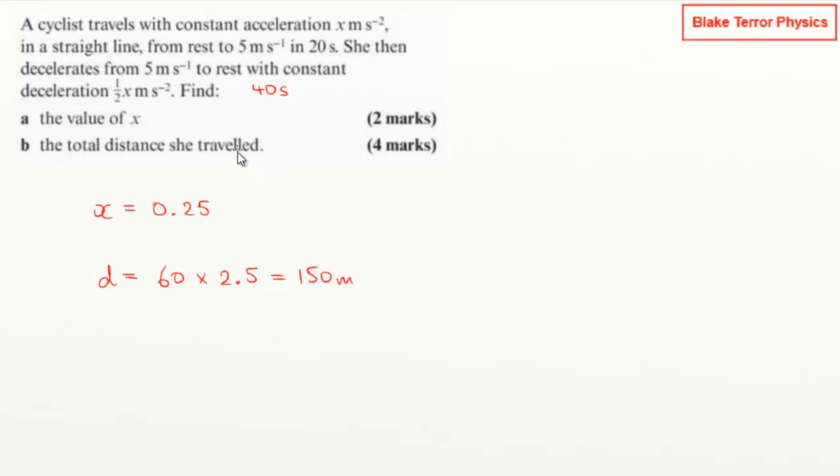You could have broken that into 2 bits. I mean, it would have been the same result, as in we've gone from 0 to 5, so that's an average of 2.5 for 20 seconds. So we travelled 50 meters, and then we would have travelled 100 meters on the way back.